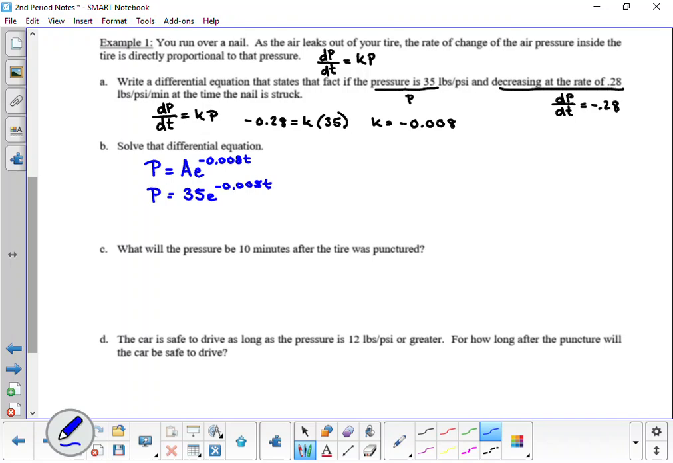So the pressure 10 minutes after it was struck is, and if k is a long number, don't round it until the end of solving the problem. So if you need to store that value, you best do it. So I got 32.309. What's my pressure? Pounds per PSI.